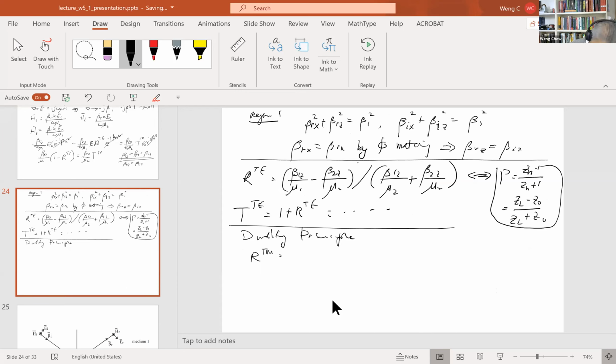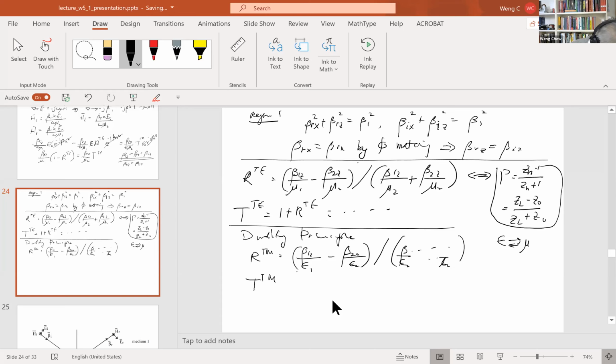RTM would be just beta 1 Z1 epsilon 1. So you have to swap material. Remember, epsilon and mu have to be swapped when you have material properties. So you just swap them, okay? I'm not going to write them out in full. And then you can find your TTM. These are called the Fresnel reflection and transmission coefficients.